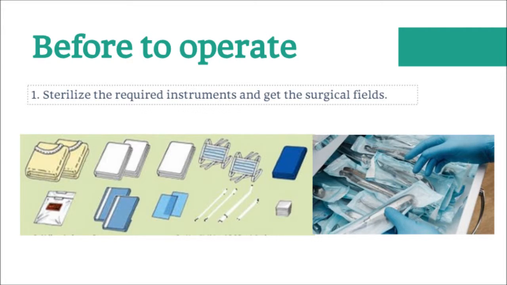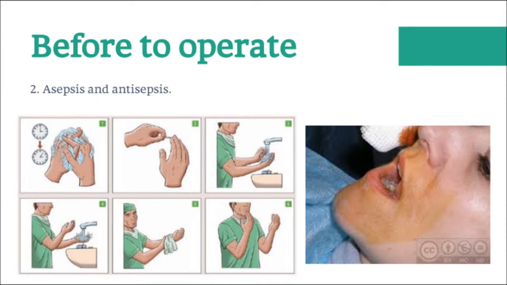So now I'm going to give you some important tips before operating. The first one is to sterilize the required instruments and get the surgical fields, such as gloves, caps, lab coats, and others. The second is asepsis and antisepsis. For example, you have to wash your hands for 10 to 15 minutes, and you have to clean around the patient's mouth.